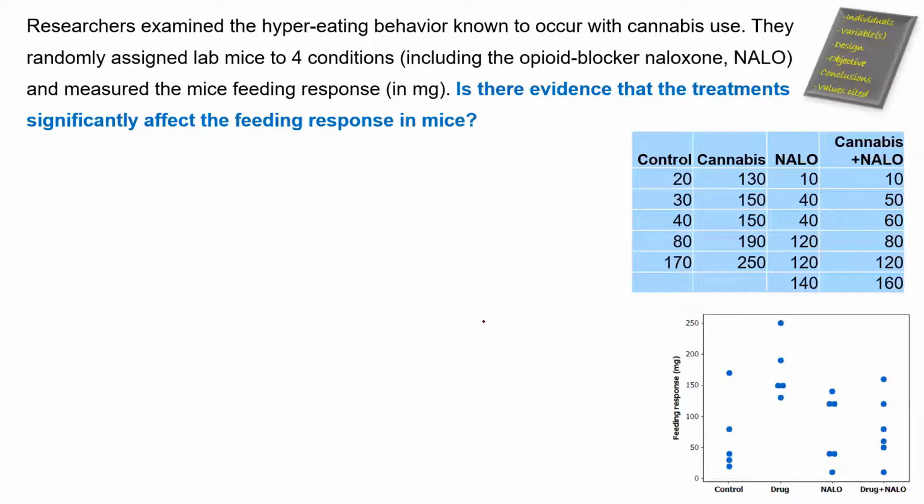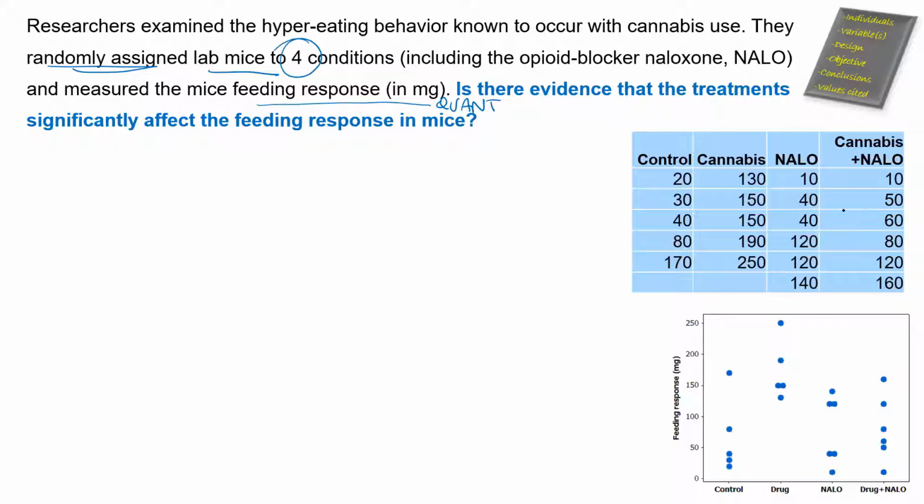The hyper eating behavior that occurs with cannabis use is of great interest to researchers because there are times when you would want to stimulate appetite, for example, in patients who are treated for cancer. And here the researchers randomly assigned some lab mice, so that's our individuals, to 4 conditions at random. And so what that means is that we have 4 independent random samples, and they measure the feeding response in grams, so that's our quantitative variable.